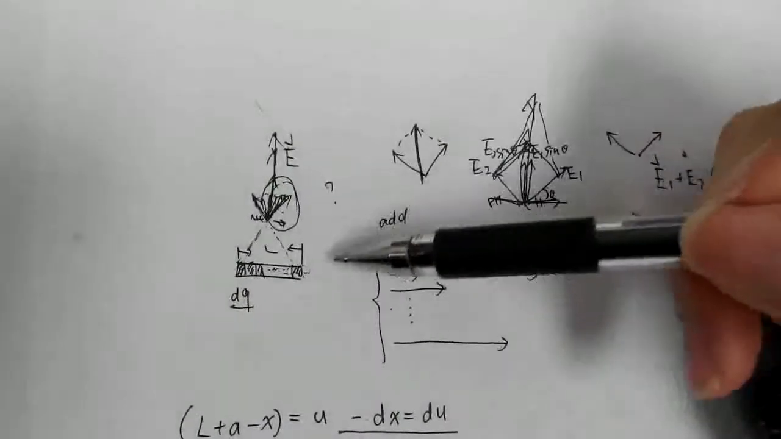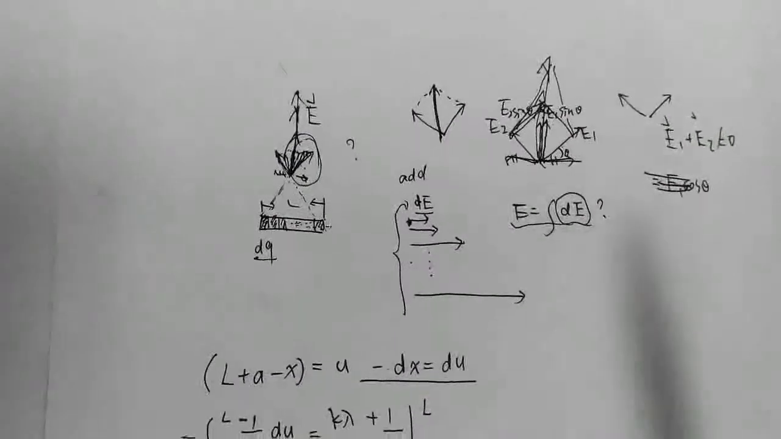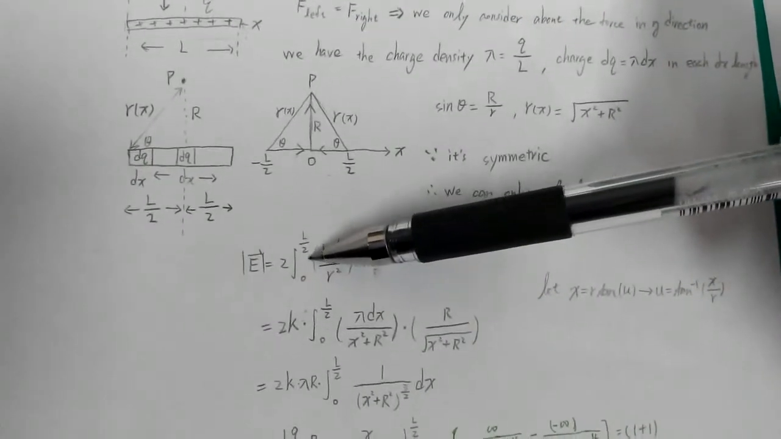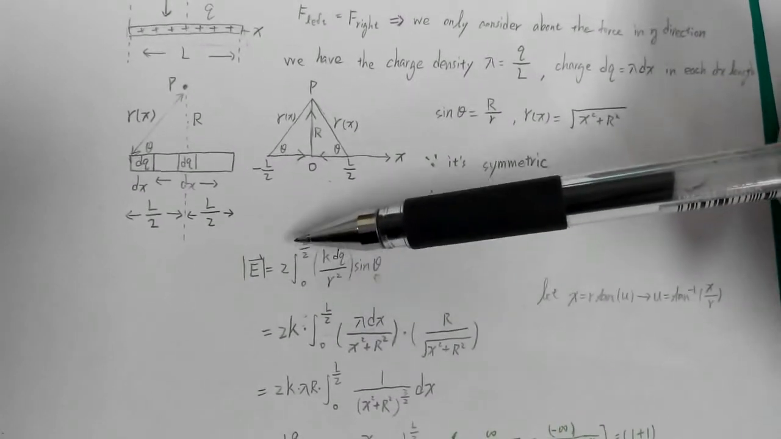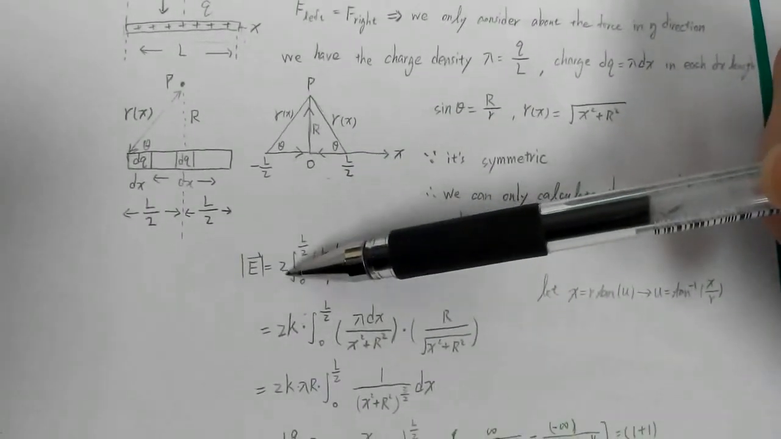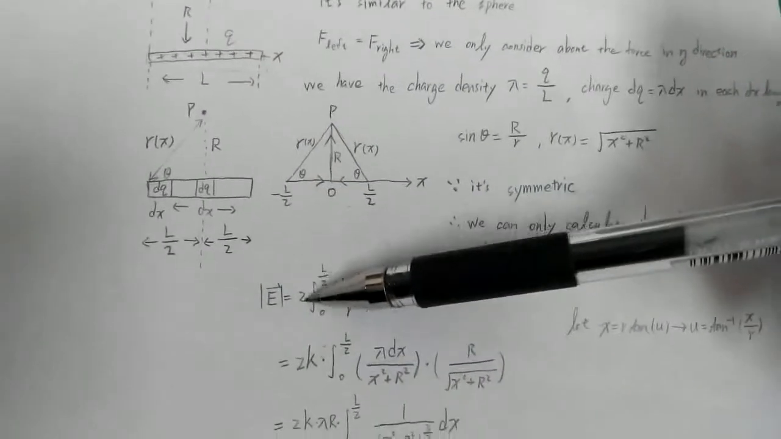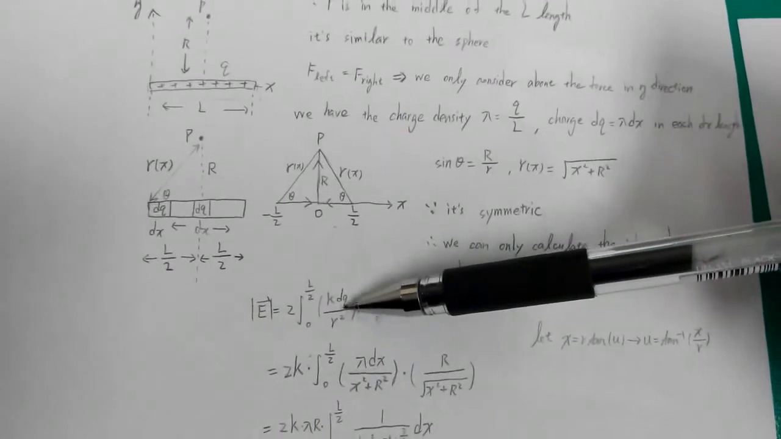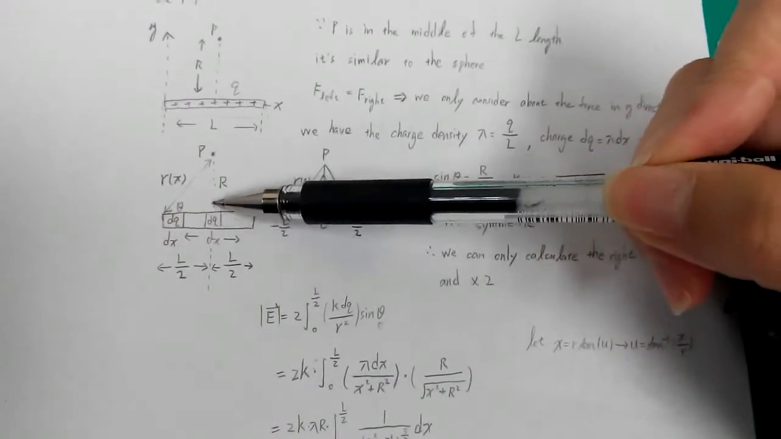So if we only integrate half, the electric field is only half. That's why we integrate from 0 to L divided by 2, so we only integrate half the range. Then if we want to know the total field, for the whole length L, we have 2 times K dq divided by R squared, integrated from 0 to L over 2.